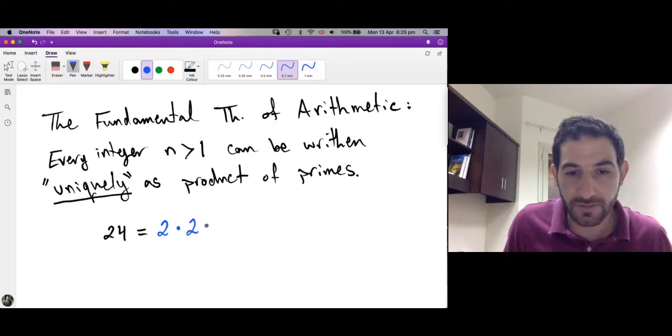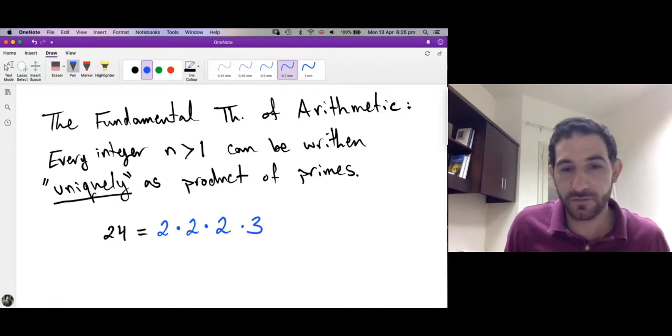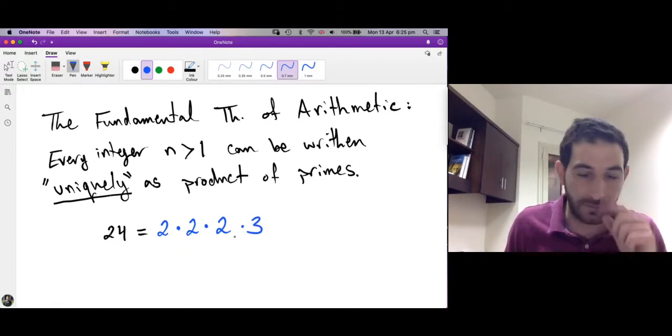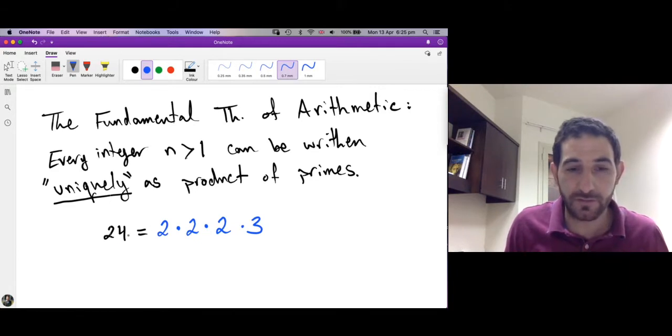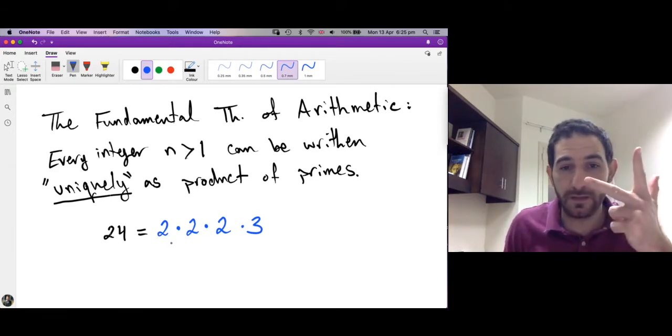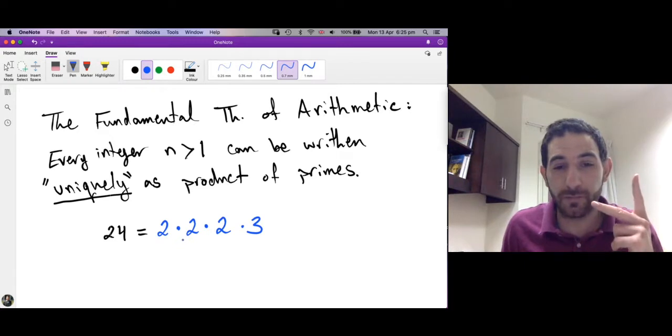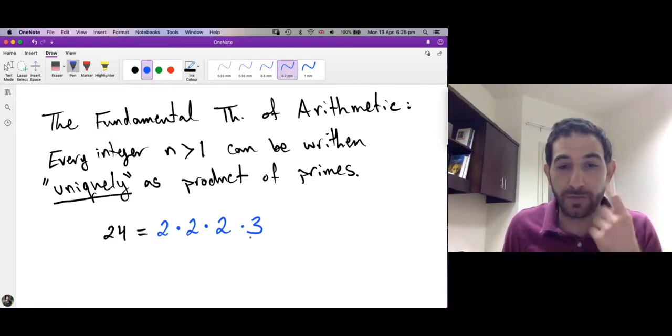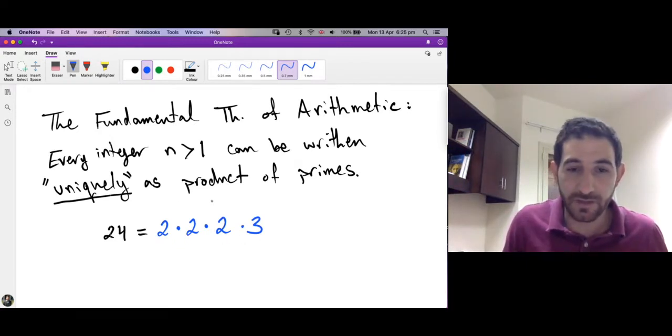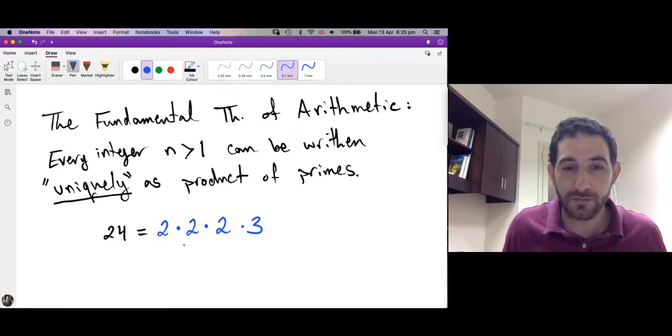So it's 2 times 2 times 2 times 3, right? 2 times 2 is 4, times 2 is 8, times 3 is 24. So here we see that 24 is made up of 3 prime numbers of 2 and 1 prime number of 3. Okay, so these are the building blocks of the number 24.